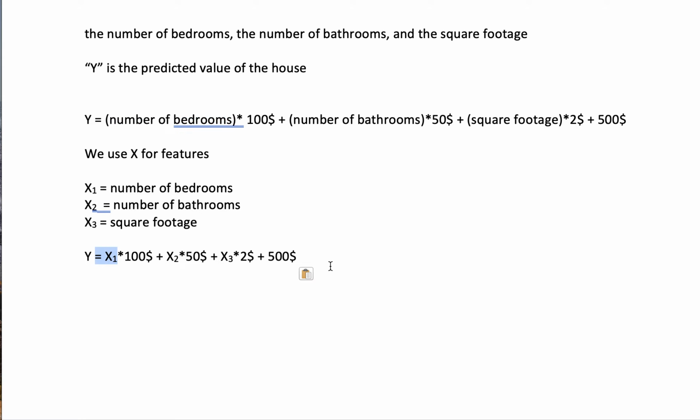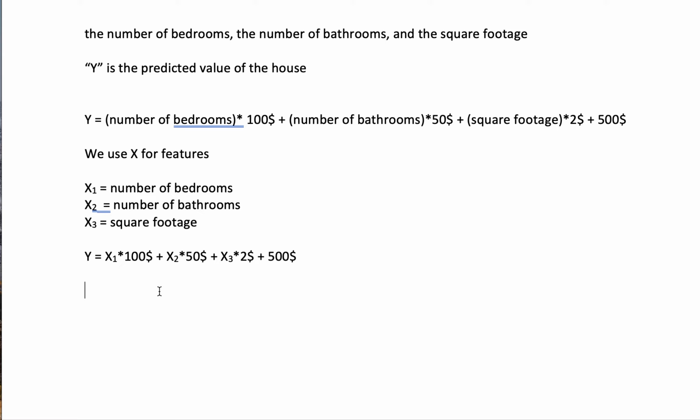Let's do the same for what we had as the price for each bedroom, for each bathroom, and for each square foot. And this can also be stated as price per bedroom, price per bathroom, and price per square foot, which helps in understanding why the mathematics works the way it does. Because you multiply the price per bedroom by the number of bedrooms, and that gives you the total price factored into our model for bedrooms.